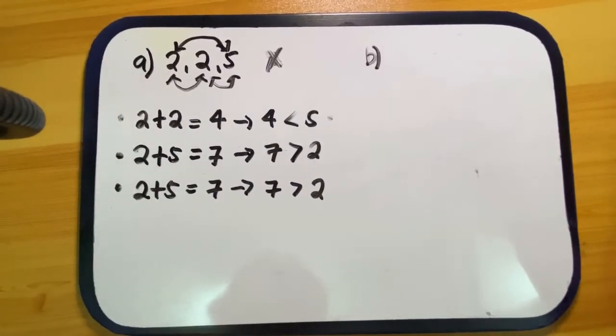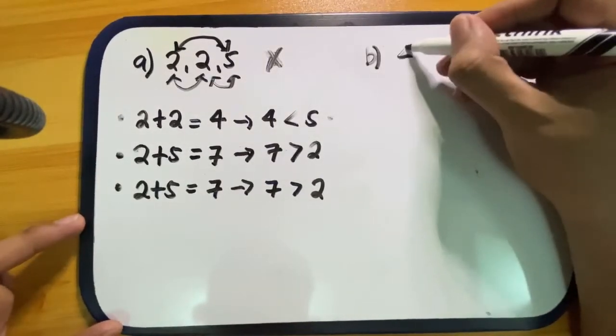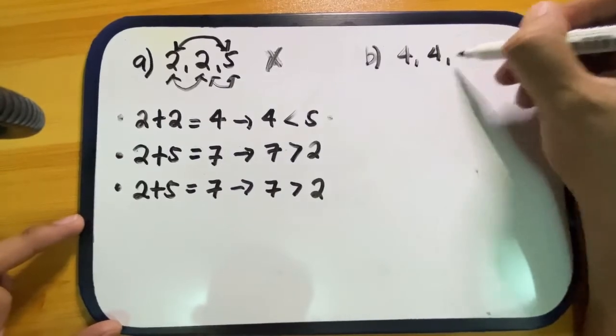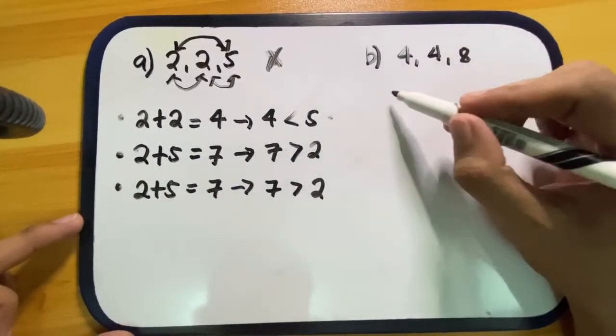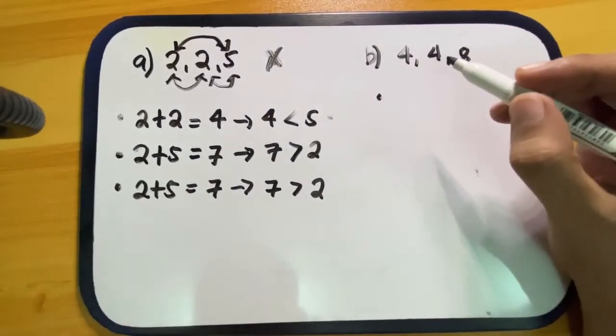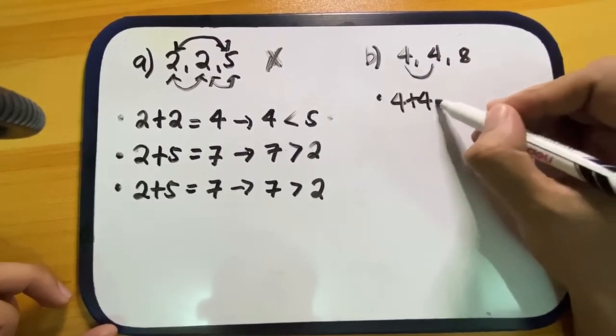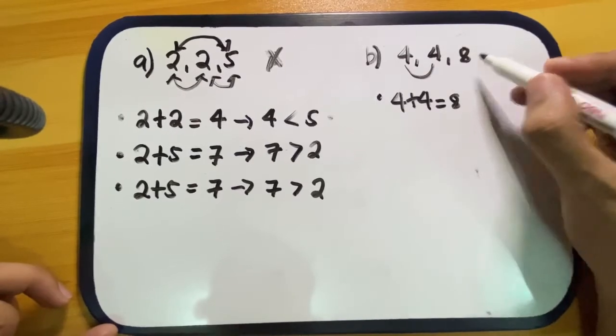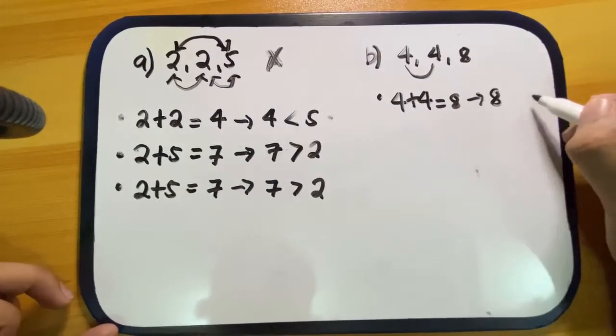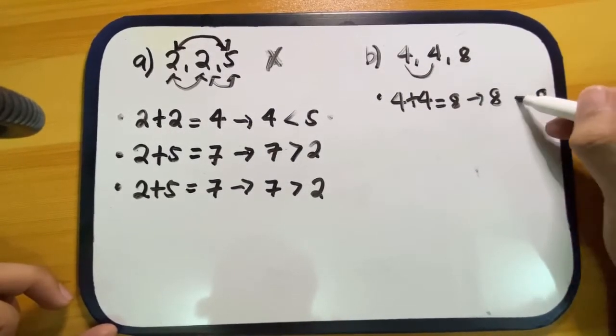Okay, let's check letter B. Letter B has 4, 4, and 8. Let's copy again the process. 4 plus 4 equals 8. Here the third side is 8. So compare 8 and 8. 8 is equal to 8, right?